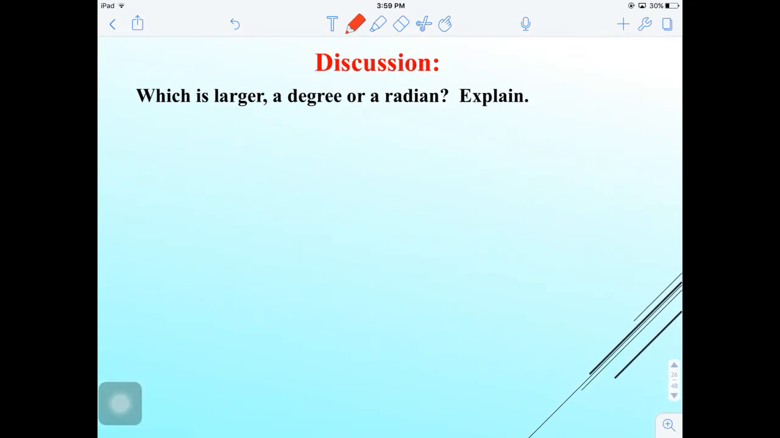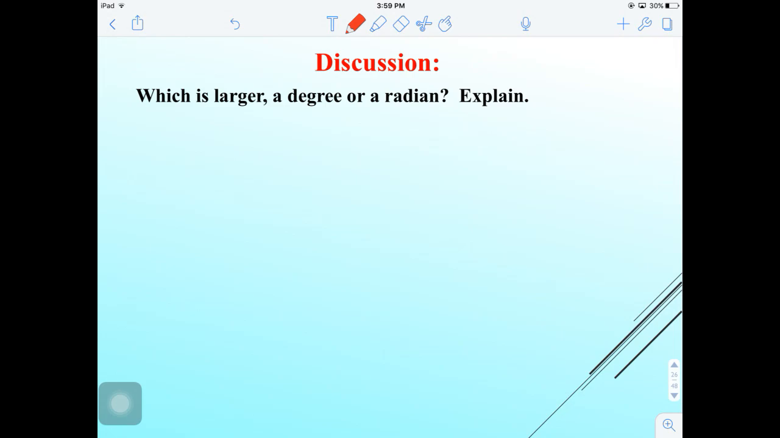It is a discussion question. It says, which is larger, a degree or a radian? So take a couple minutes to think about it on your own, to see which is actually bigger, a degree or a radian. Hopefully you've had a chance to talk about it. You can also call your friend or your partner to see if they have any idea. You can have a discussion with them.